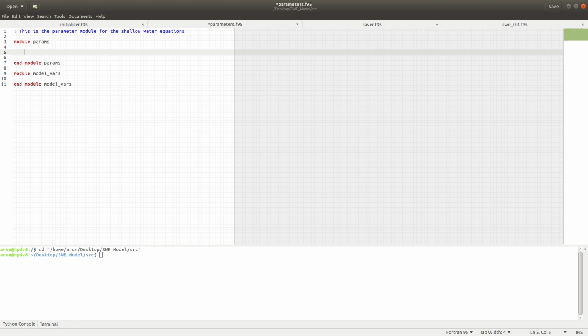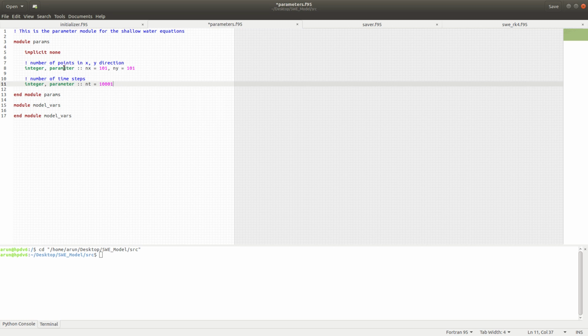And then I'm going to copy down some of these variables and write them up so that it will save a bit of time. First thing we need is the number of points that we'd like to put in. So I'm going to create two integer values, nx and ny. nx specifies the number of points we'd like to have in the x direction, ny specifies the number of points in the y direction, and nt specifies the number of time steps that we need. I'm going to give it 10,001 time steps.